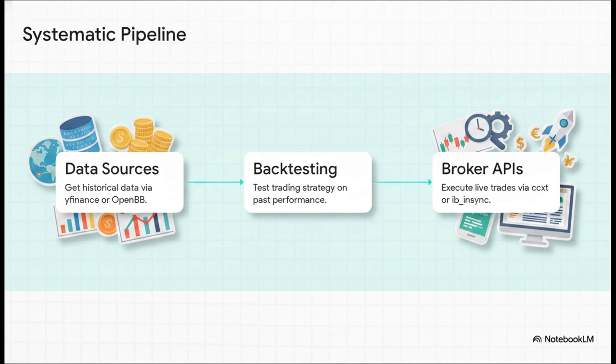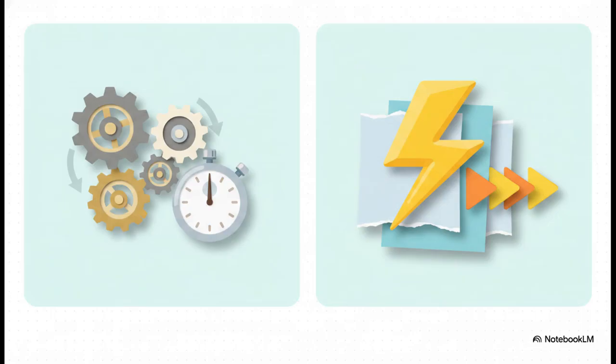The cheat sheet lists broker APIs like CCXT for crypto or IB_InSync for Interactive Brokers, letting your Python code place real trades on autopilot. Now, here's one of the most important architectural decisions you're going to make for your backtester. The repository splits these into two main camps.